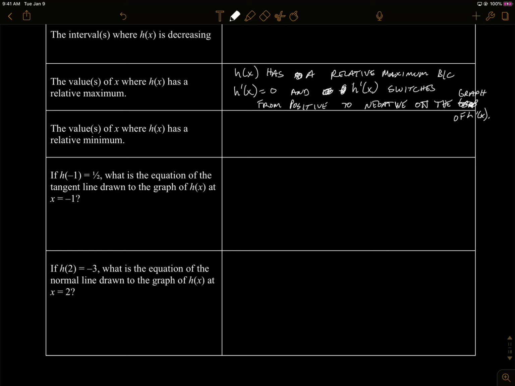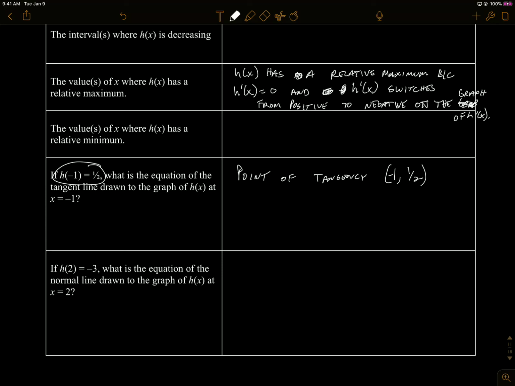So these two, we're going to say if h of -1 equals 1/2, what is the equation of the tangent line drawn to the graph of h at x equals -1? So I want to write the equation. I know my point of tangency is going to be -1, 1/2. They give that to me here.